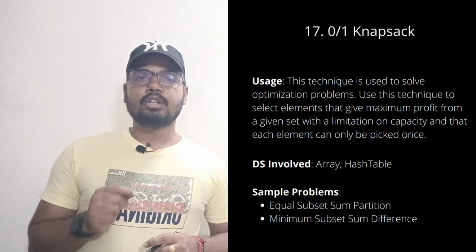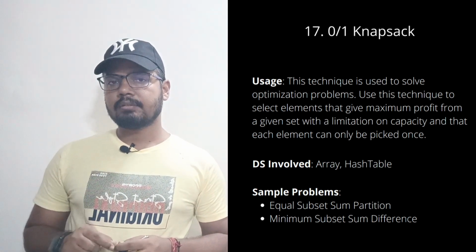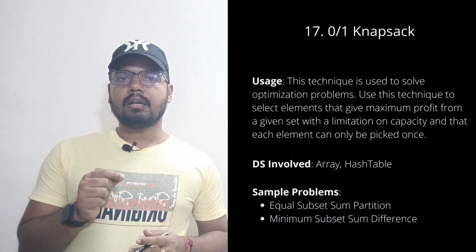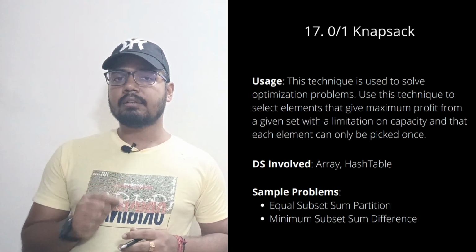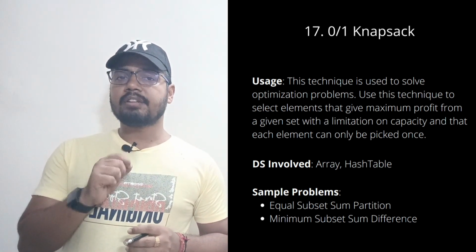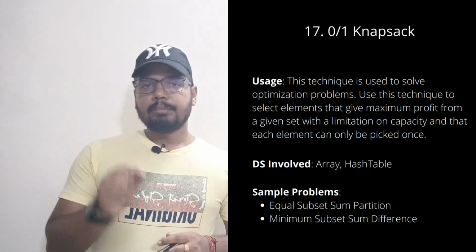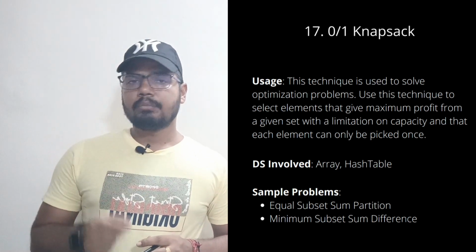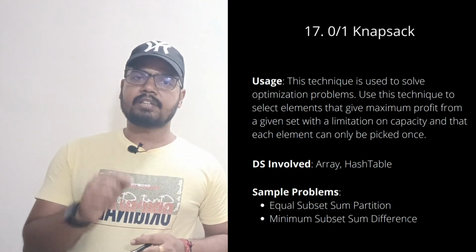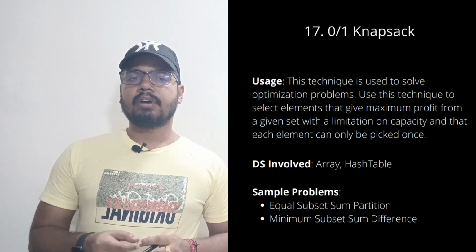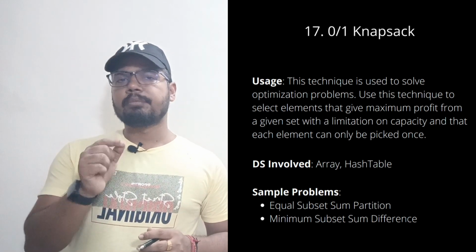The next technique is 0-1 knapsack. This technique is used to solve the optimization problems. So suppose we need to select any elements that give us the maximum profit from a given set with a limitation on capacity, and each element can only be picked once, we will use this technique. The DS involved in this technique is array and hash table. The simple examples are find out the equal subset sum partition, and find out the minimum subset sum difference.